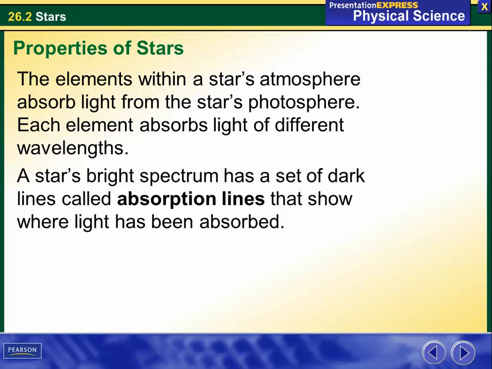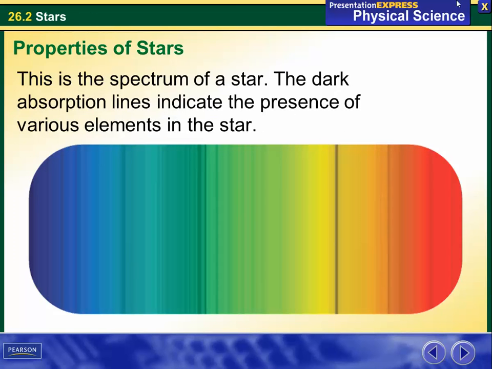Again, the white visible light that we see is actually made up of all the colors of the rainbow that exist at different wavelengths. So different elements will absorb different wavelengths of light. A star's bright spectrum has a set of dark lines called absorption lines that show where light has been absorbed. So again, right here: absorption line, absorption line, absorption line.